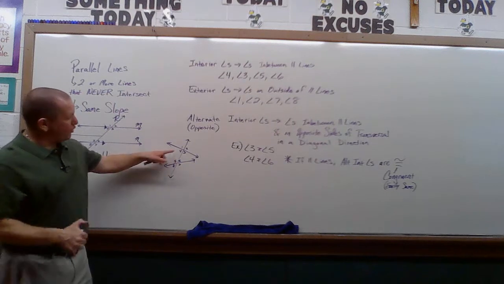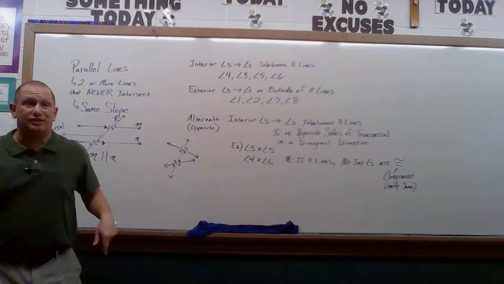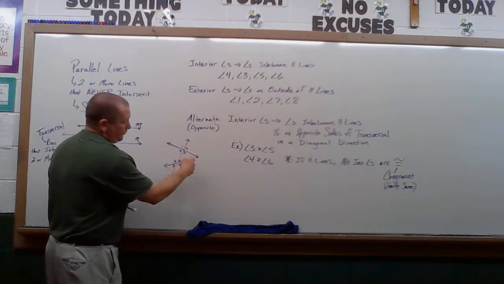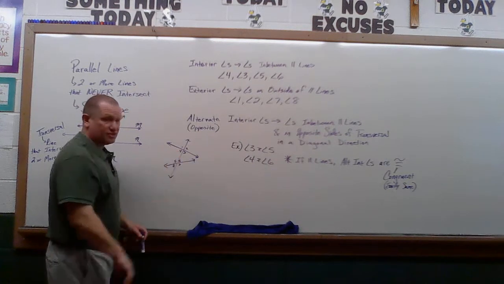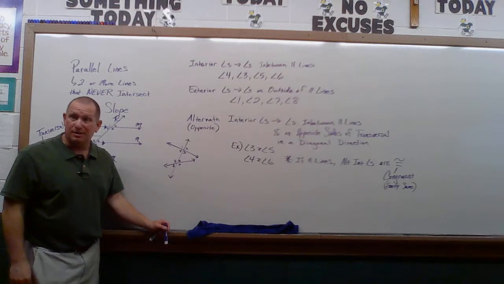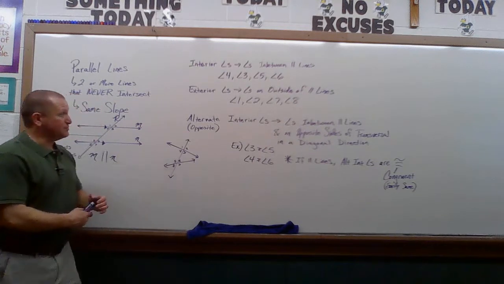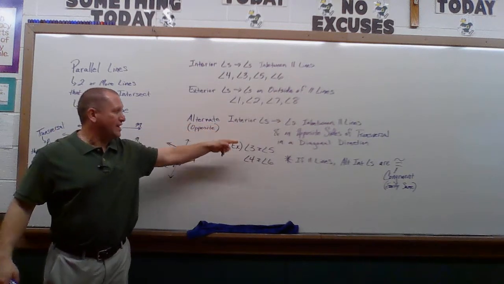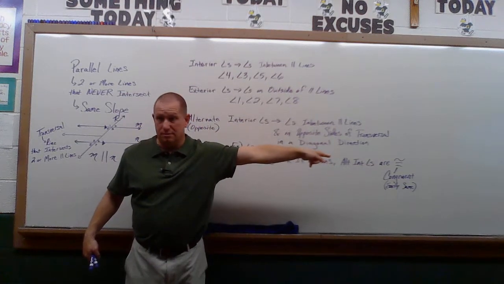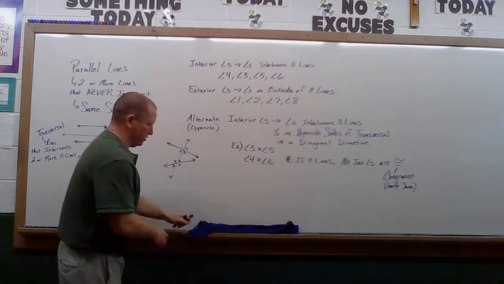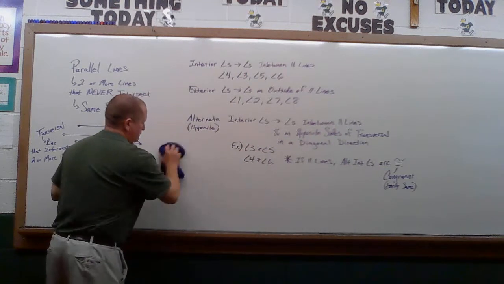So, angle 4 and angle 6 are still alternate interior angles, but because my first two lines aren't parallel, would you ever say that angle 4 and angle 6 are the exact same thing in that shape? No. So, special cases when we have parallel lines, then they are congruent. Make sense? That's really important, okay?